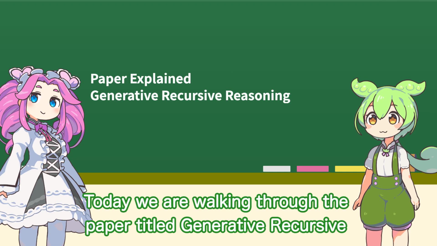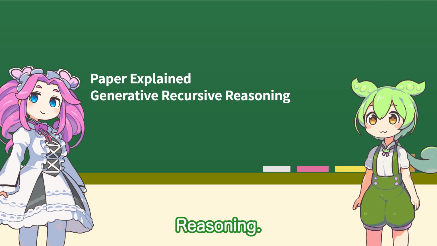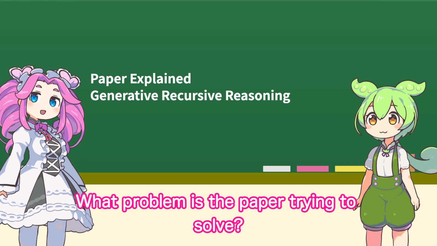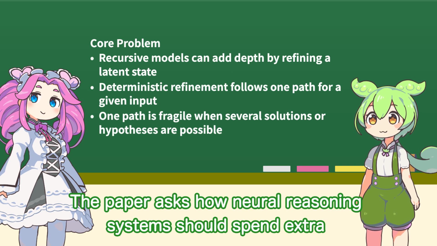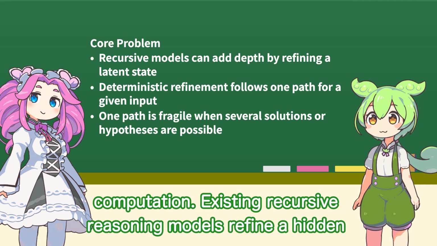Today we are walking through the paper titled Generative Recursive Reasoning. What problem is the paper trying to solve? The paper asks how neural reasoning systems should spend extra computation.